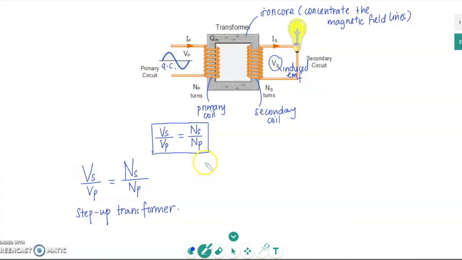If we want a smaller induced EMF in the secondary coil, then there would be fewer turns as compared to the number of turns in the primary coil. So this is what we call a step-down transformer.